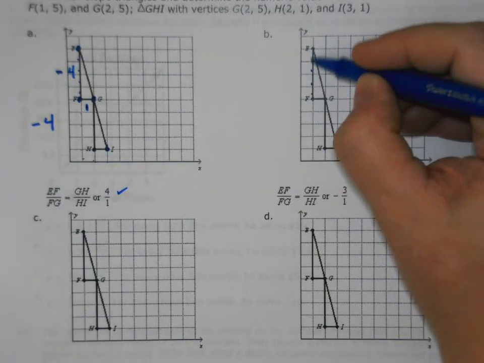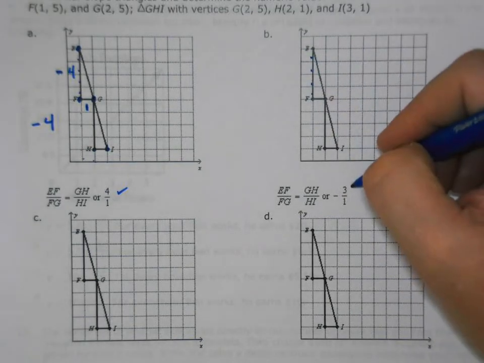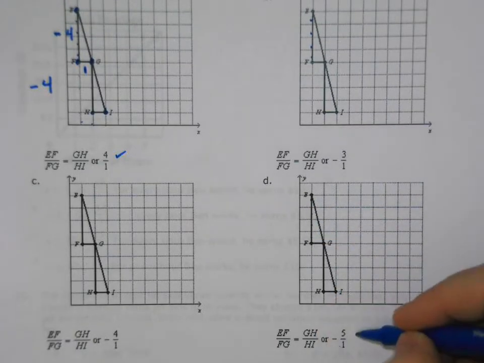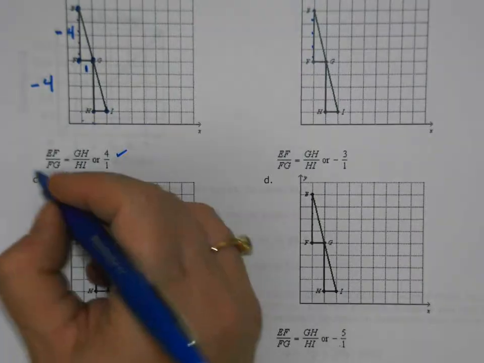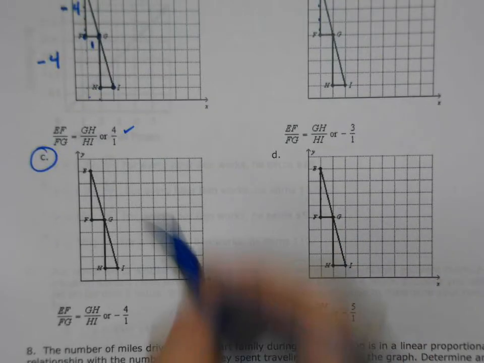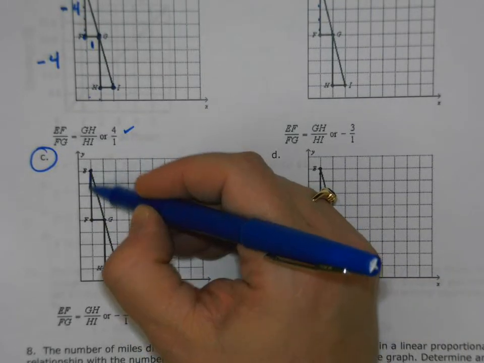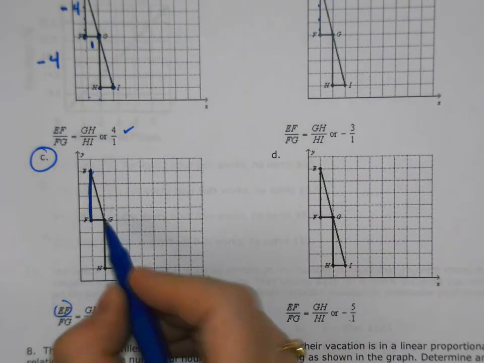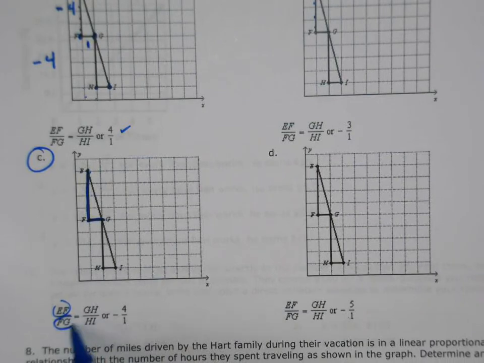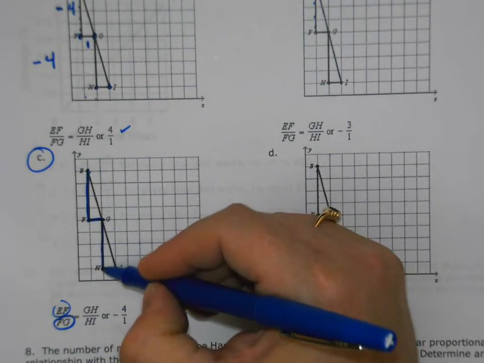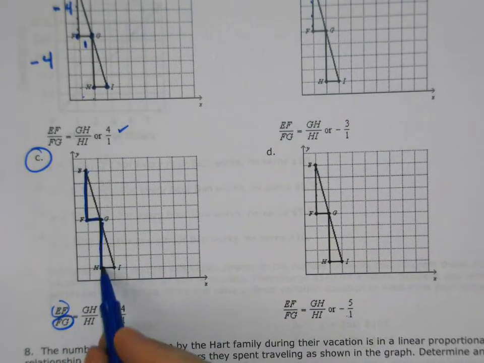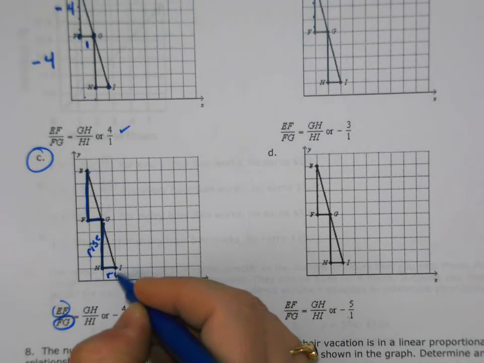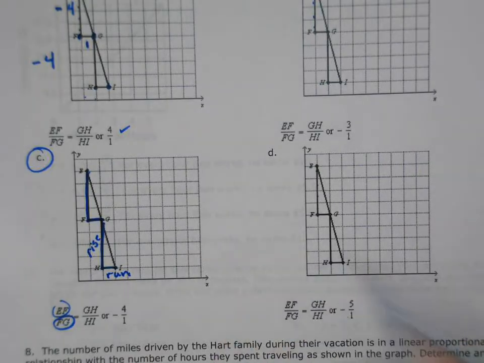But before I even check my points, I'm just going to see if these are still a rise of 4. 1, 2, 3, 4. It is, so it can't be 3. Here, 1, 2, 3, 4, it is 4, so it can't be 5. So it's going to be C. And then just to double check that it's rise over run, we have EF over FG, that's correct. Then GH over HI, again, rise over run.